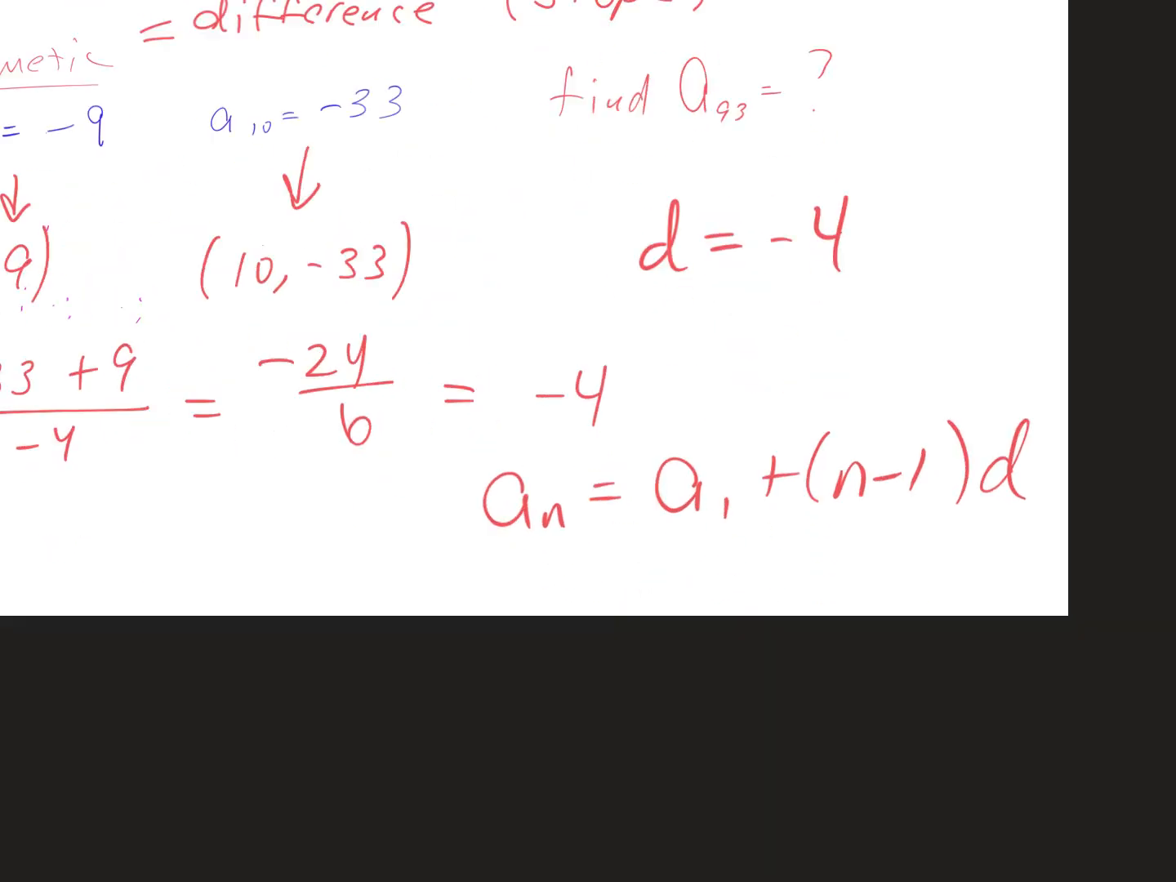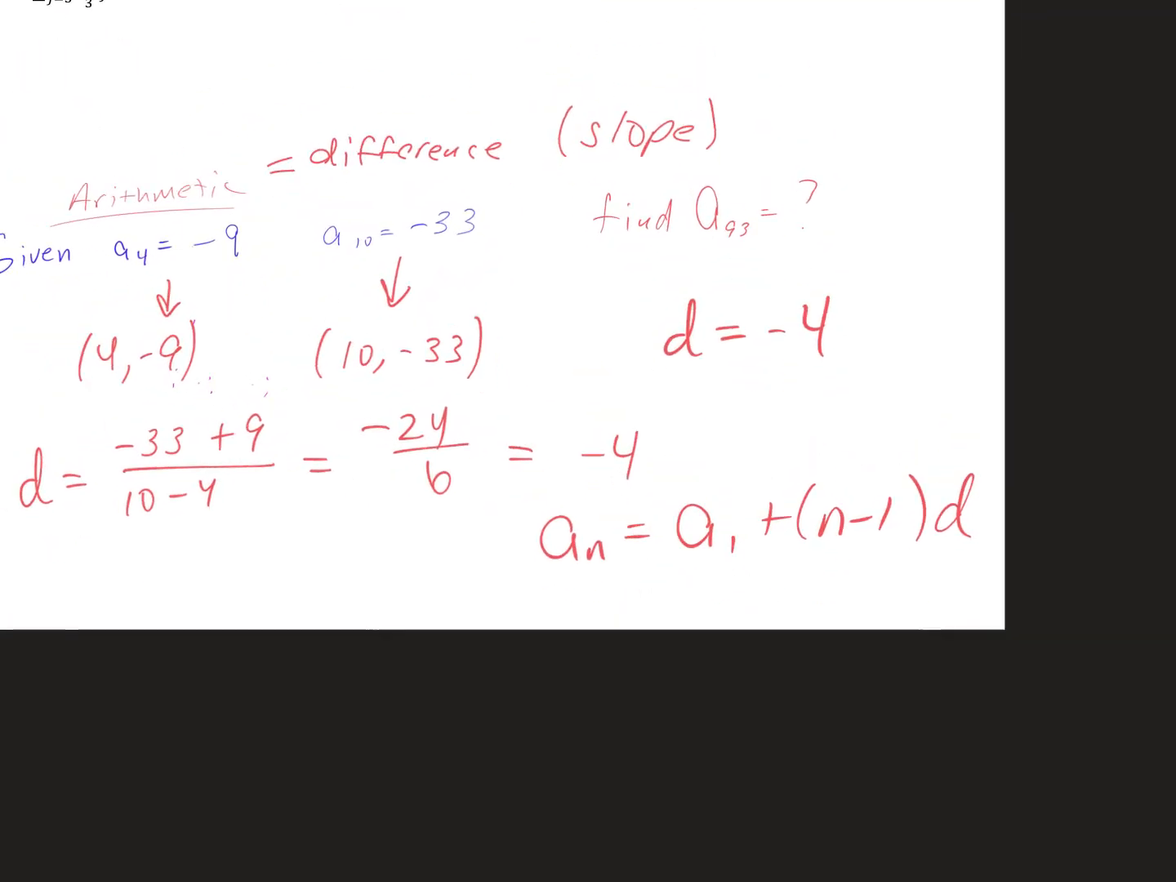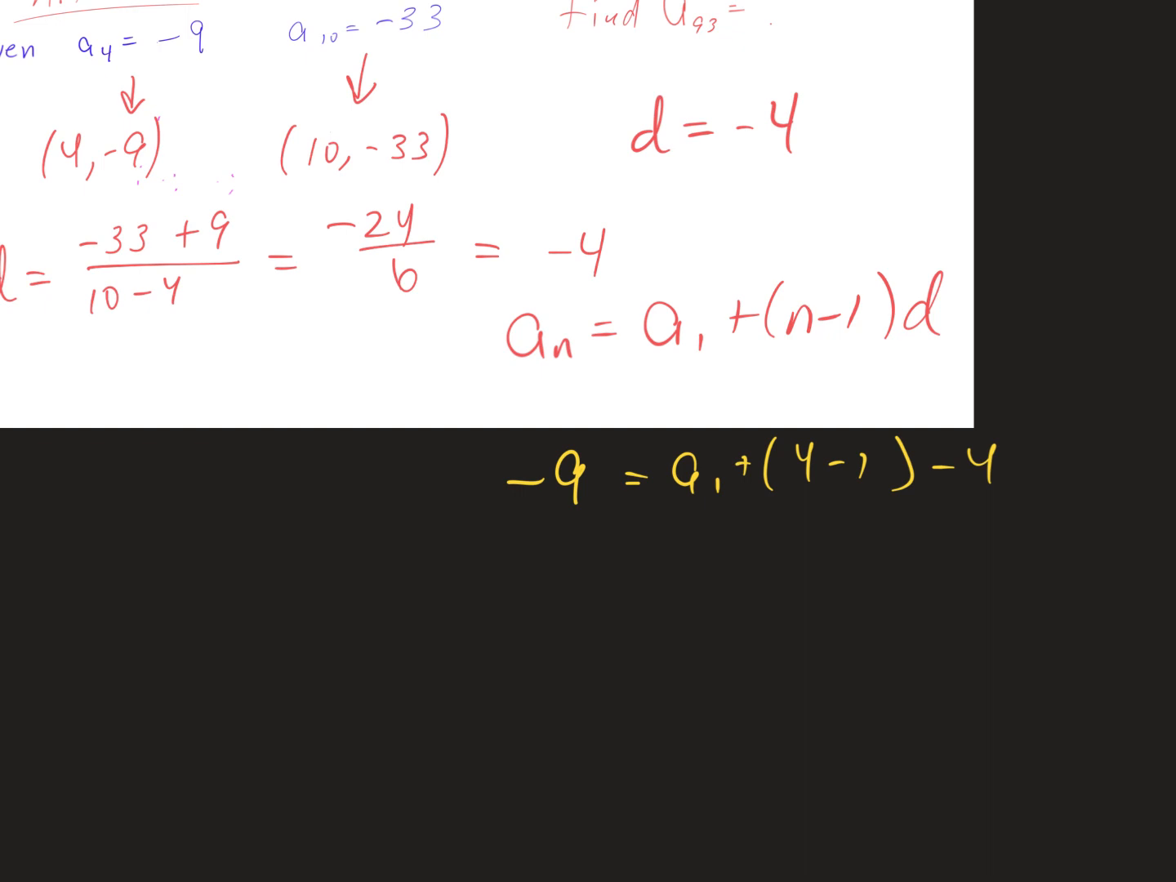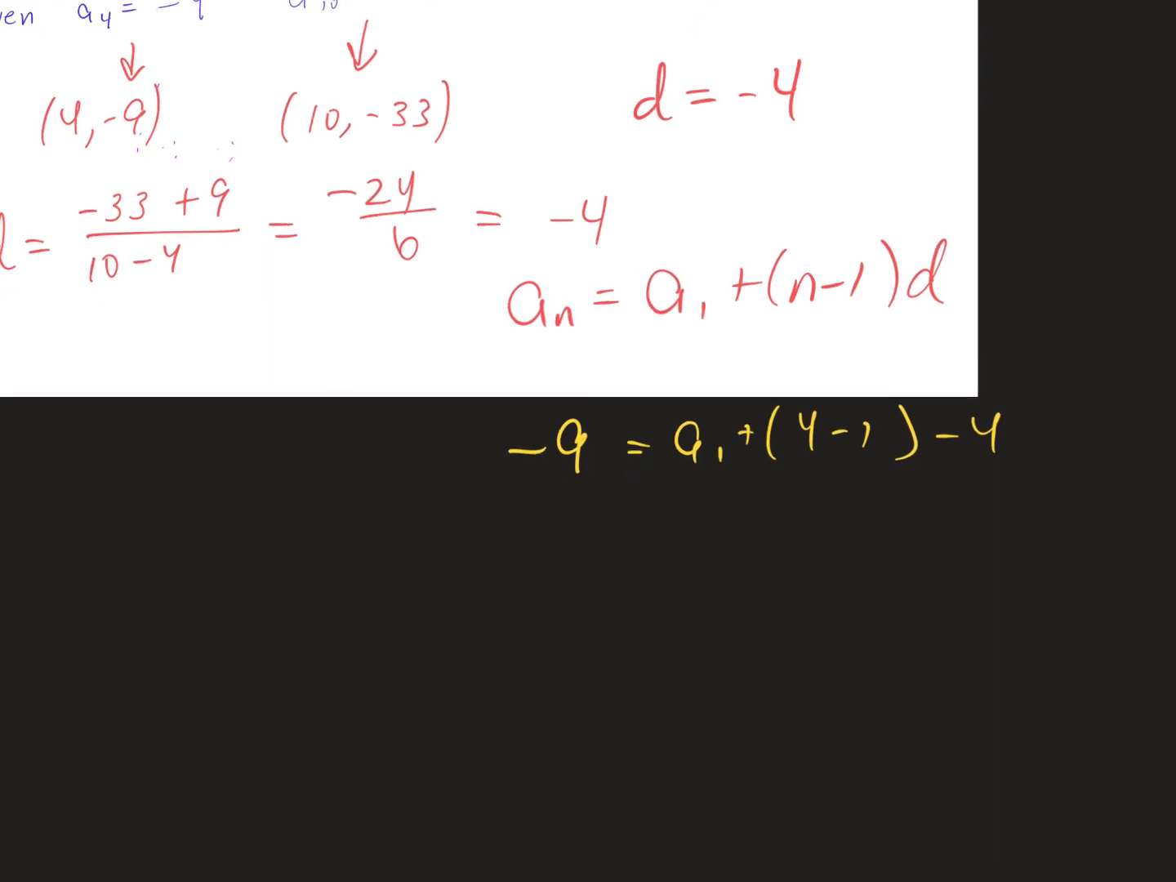So you could say, instead of a sub n, I'm going to put in the 4th term, negative 9. I'm trying to find the first term. Well, what's the term number that we're using? The 4th. Okay, so I'm going to say 4 minus 1 times, what's the common difference? Negative 4. You guys can do that if you want. You could also use the 10th term. The 10th term is negative 33. So instead of 4, you would have plugged in 10. It would have been fine. But now you just use algebra.